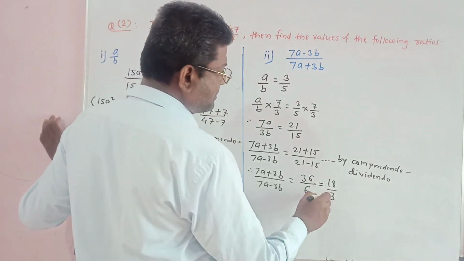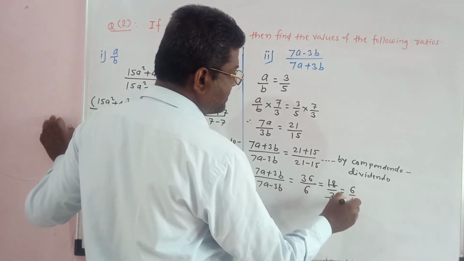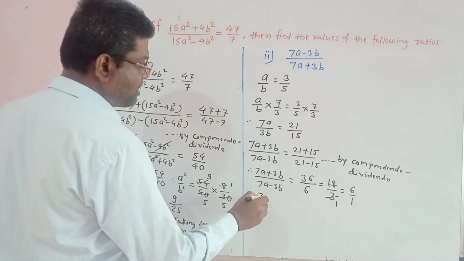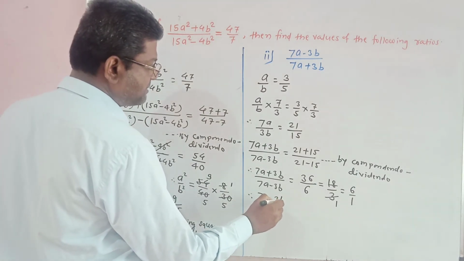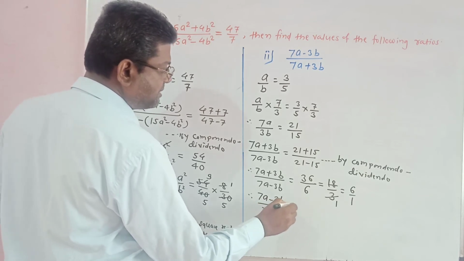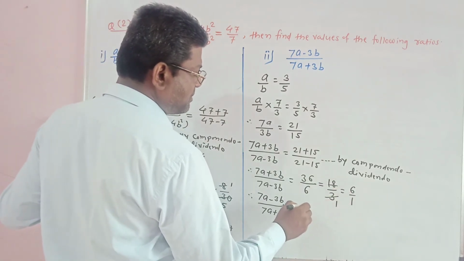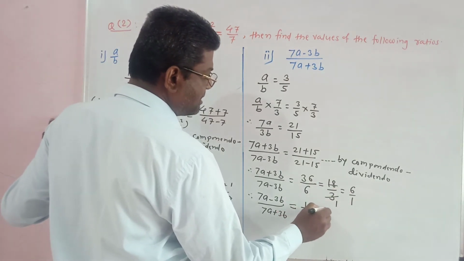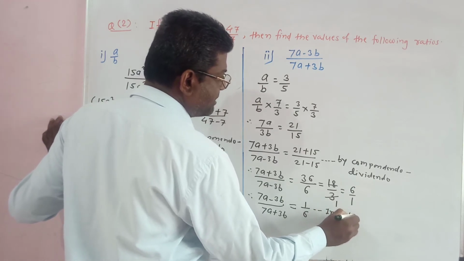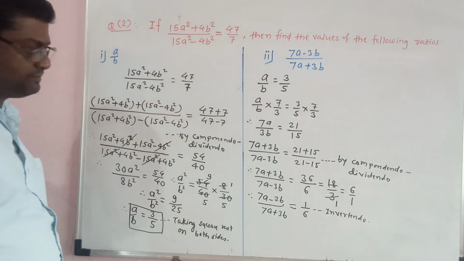This 18 upon 3 we can write as 6 upon 1 also. Now we want the value of 7a minus 3b upon 7a plus 3b, it is the invertendo, so it is equal to 1 upon 6, and it is the invertendo. So this is our answer.